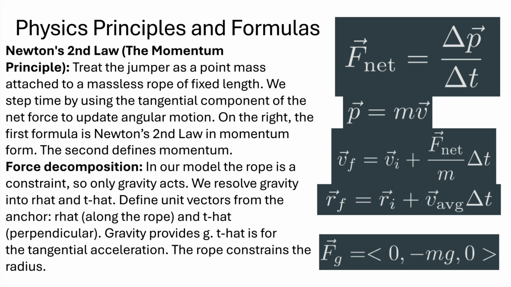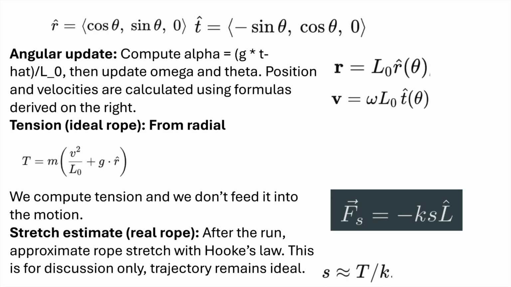In our model, the rope is constrained, so only gravity acts. We resolve gravity into r hat and t hat, the unit vectors from the anchor: r hat along the rope and t hat perpendicular. Gravity dotted with t hat gives the tangential acceleration. The rope constrains the radius. So for the angular update, compute alpha as g times t hat upon L naught, then update omega and theta. Position and velocities are calculated using formulas derived on the right.